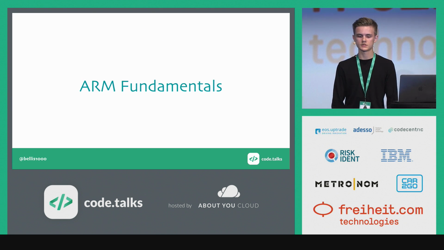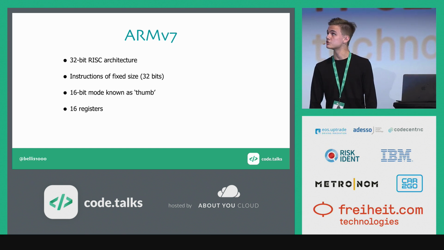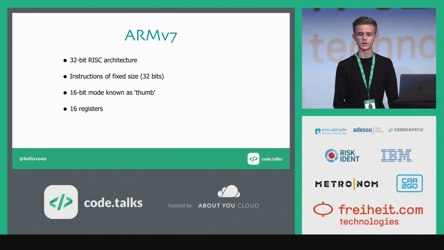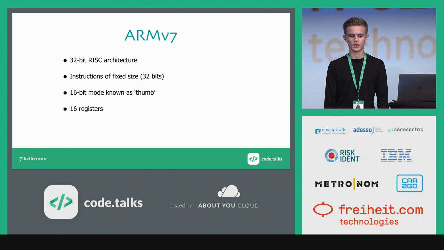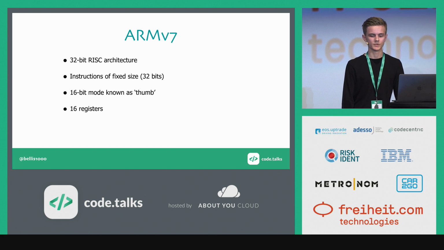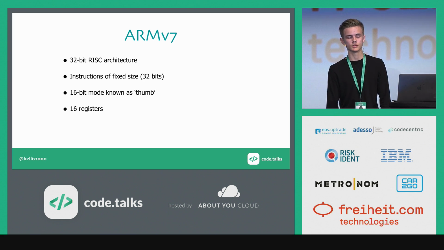So for the fundamentals, we're going to start with the ARMv7 instruction set. This is the 32-bit ARM instruction set. It's a 32-bit RISC architecture, and it uses instructions of a fixed size of 32 bits. It also supports a different mode known as thumb mode, and that's basically a 16-bit mode, so you can use that for memory efficiency and stuff.